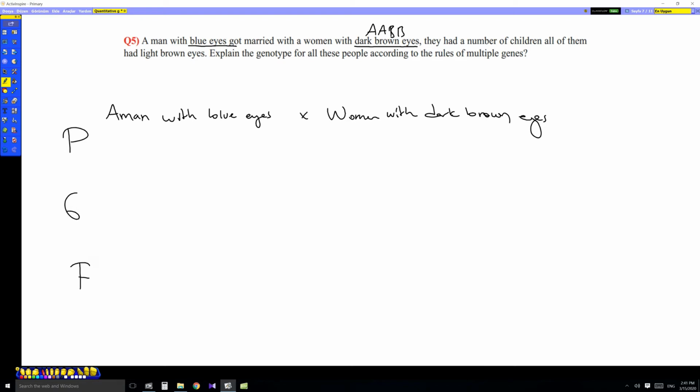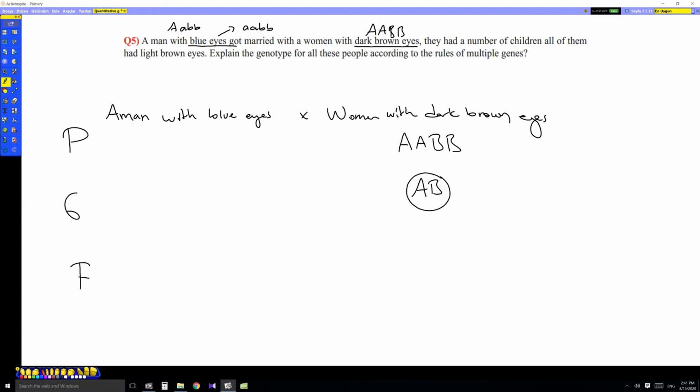So for blue eyes, we know it can be light blue or deep blue, which are genetically different. Light blue is full recessive, but deep blue has 1 capital and 3 recessive. The woman with dark brown eyes is full dominant, with genotype A capital, A capital, B capital, B capital. So the kind of gamete produced by the woman is A capital, B capital.